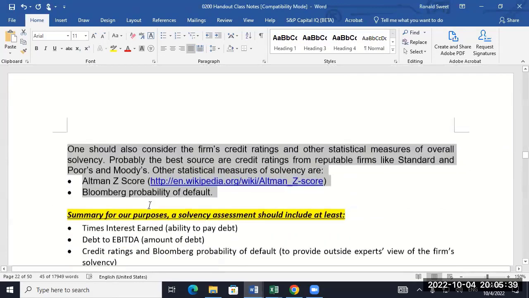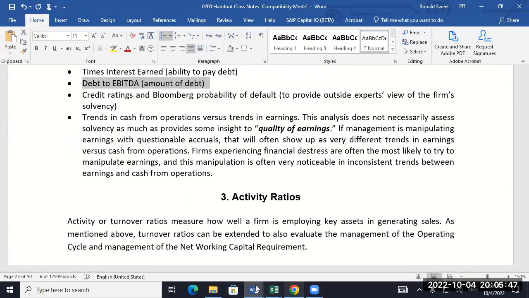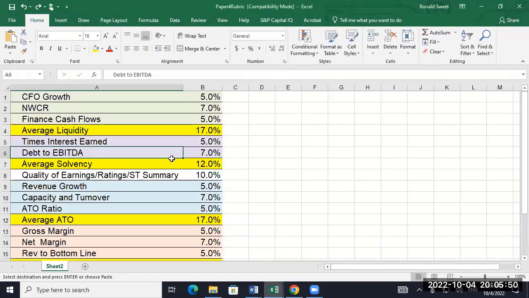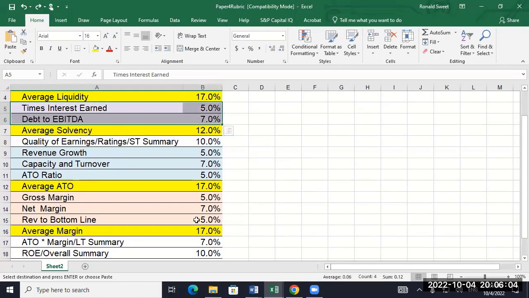So there are some frustrations that you have. We're going to look at times interest earned. We're going to look at debt to EBITDA. And then I've moved this down: we're going to have an overall summary of liquidity and solvency. There are two things we're going to look at there: quality of earnings and the credit ratings. But any questions on debt? Now, if your firm has no debt, if you're Lululemon, then you kind of get a freebie on the points. You still talk about it, say, I cannot show my firm's times interest earned or debt to EBITDA because they don't have debt. And you're out of the woods.